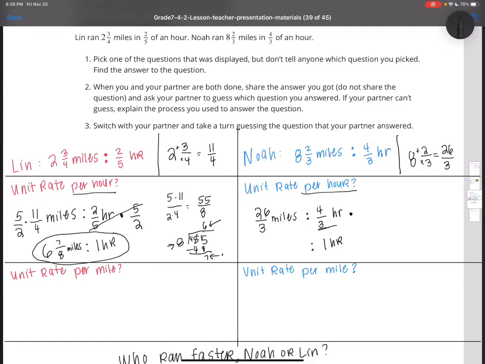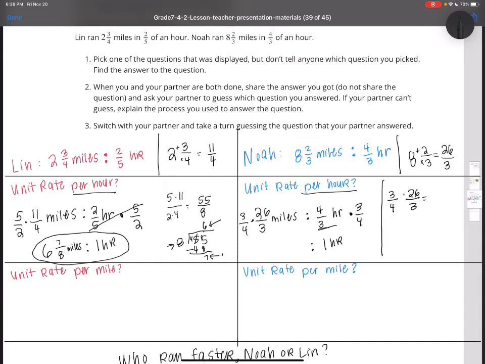Just a friendly reminder, when we divide fractions, we want to use the multiplicative inverse, okay? So it'll be 3 over 4. And whatever you do to one side, you want to do to the other side. Now, this side is kind of tight, so I'm going to bring this math problem over here. So I will, 26 over 3. Okay. So I want to show you this trick that I learned in a Eureka training.